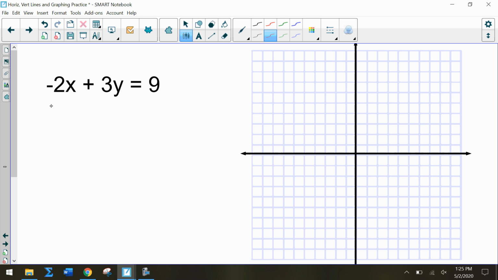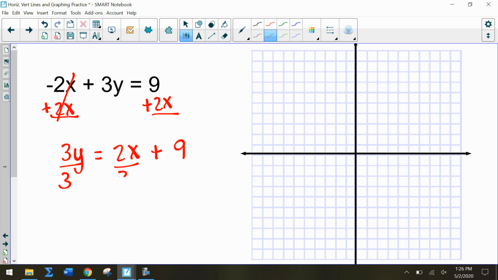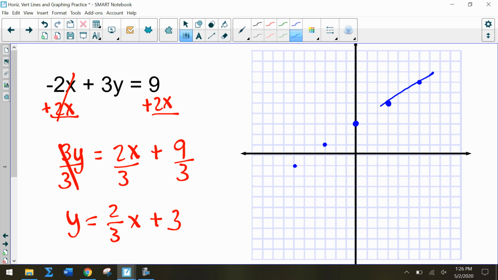Okay, for this one, we have to add 2x, and then to isolate y, divide by 3, but everything we're dividing by 3. So we're going to start up at 3, and then our slope is 2/3. So I'm going to go up 2 to the right 3. Up 2 to the right 3. Or down 2 to the right 3. Down 2 to the left 3. And then that's all done, and we can connect the dots.